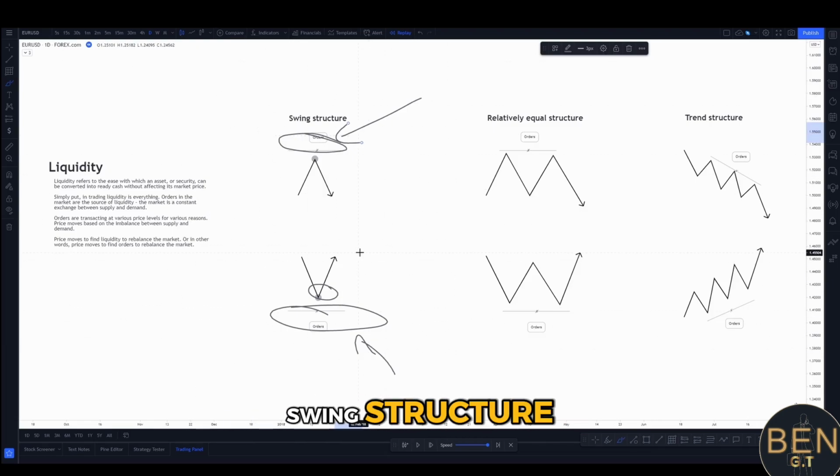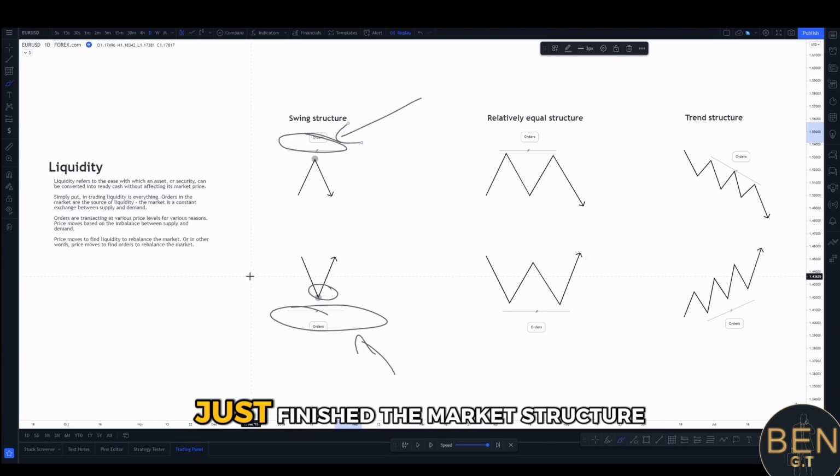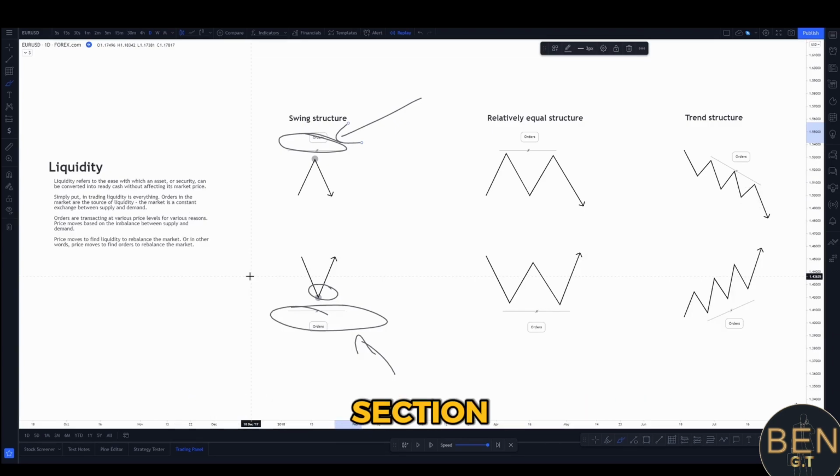So when we're looking at that swing structure, when we see swing highs, swing lows, or any bits of structural points of market structure, and the fact that we just finished the market structure section, this will be fresh in your mind. Think about all of those swing highs and swing lows that are created. There is liquidity that rests above and below those swing structures, again, for a multitude of reasons.